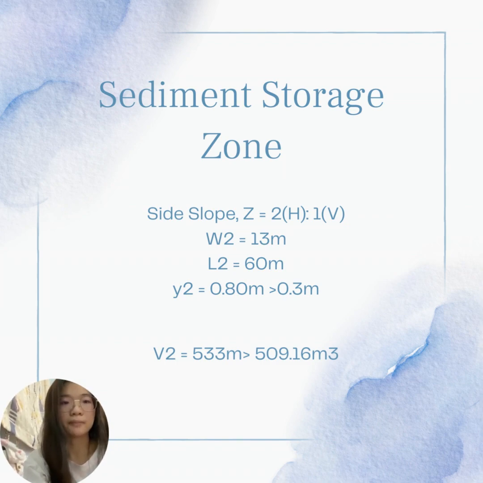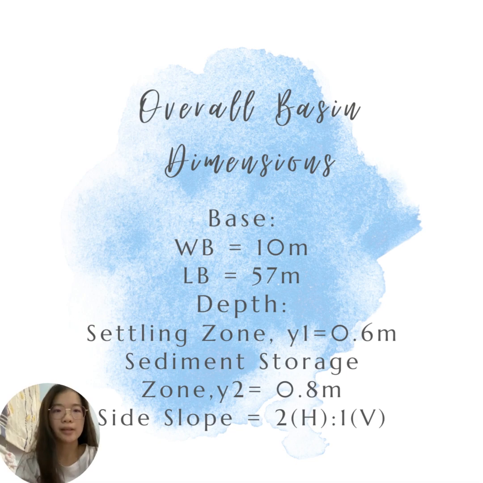509.16 cubic meters. For the overall basin dimensions, at the base, the width of the base equals 10 meters, and the length of the base equals 57 meters. And at depth, the settling zone Y1 equals 0.6 meter, the sediment storage zone Y2 equals 0.8 meter, and the side slope equals 2 horizontal to 1 vertical.